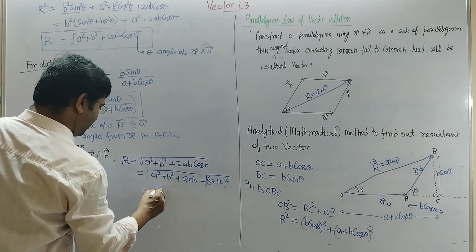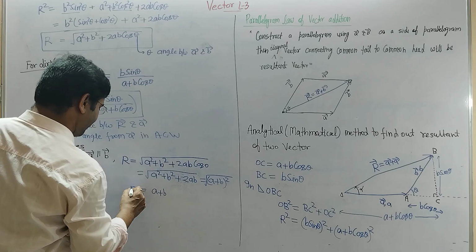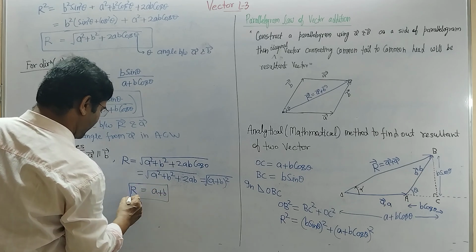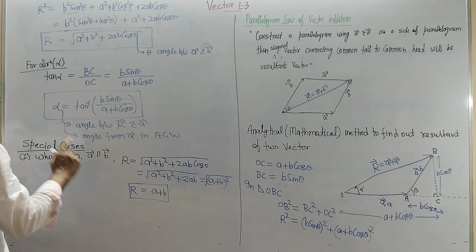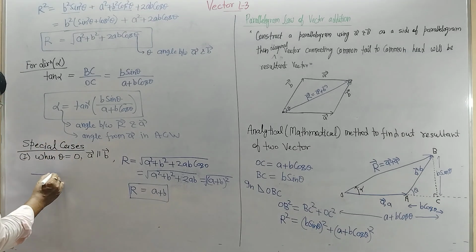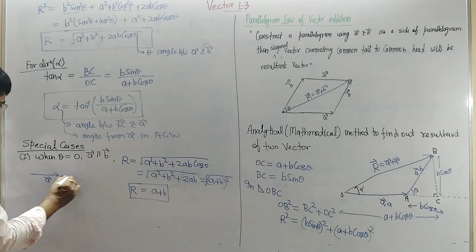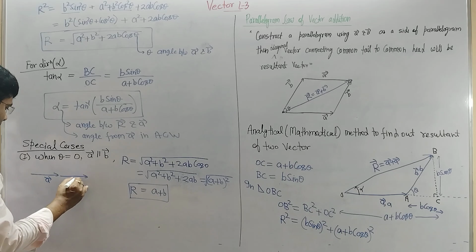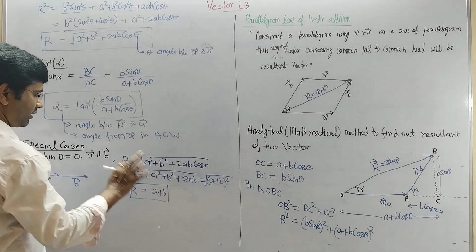So we can write a plus b. When both are in the same direction, this is vector a, this is vector b, both in the same direction, then we can write the resultant as a plus b.